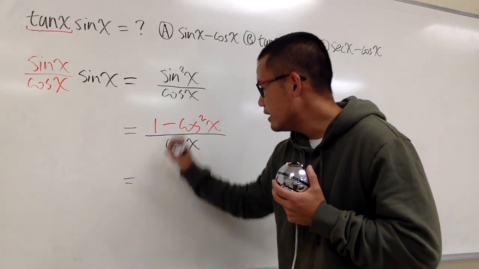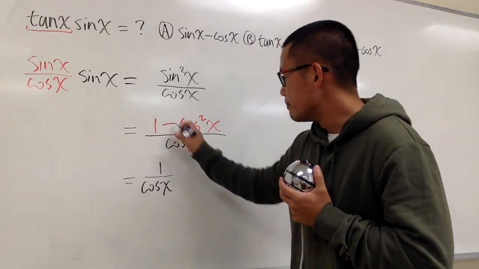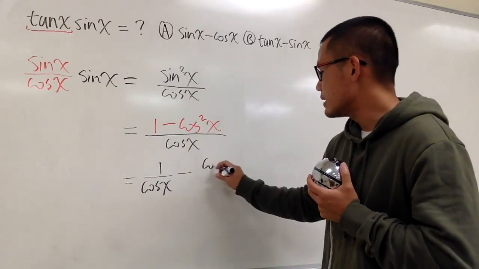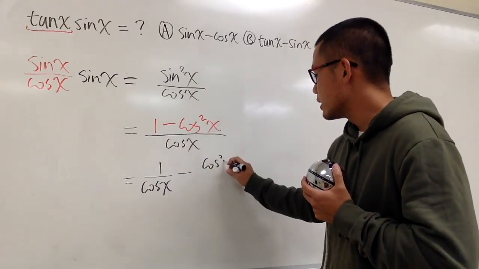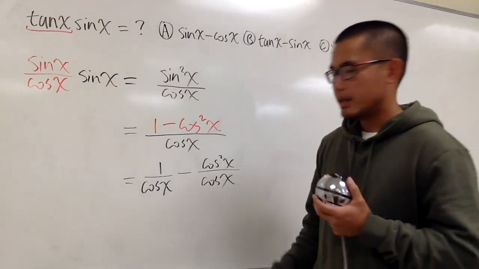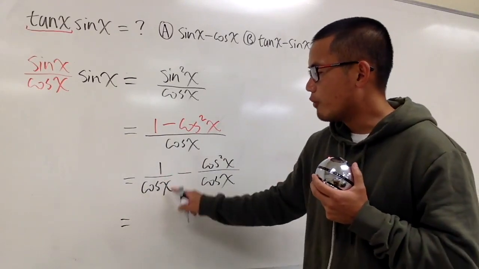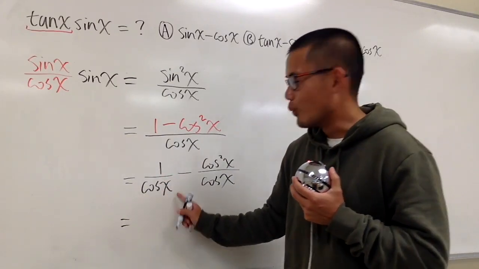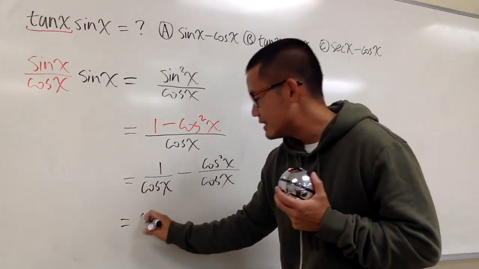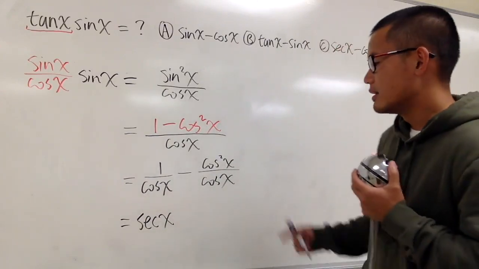So we can look at this as 1 over cosine x. And then minus, this is just the same as cosine square x over that cosine x. Okay? And now let's see what we can do right here. Well, for this one, 1 over cosine x, we know we can write this as secant x, right? That's the definition of secant in this case, right?